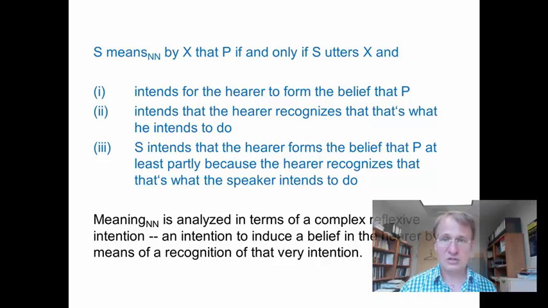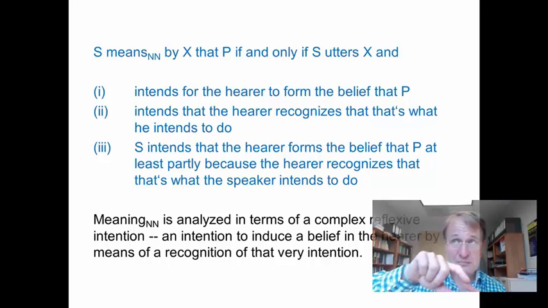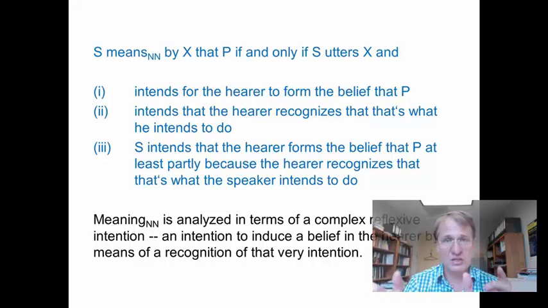So non-natural meaning is analyzed by Grice in terms of a complex reflexive intention, that is, intentions with respect to intentions. That is an intention to induce a belief in the hearer by means of a recognition of that very intention. That's what it means for an intention to be reflexive, because one intention pertains to another intention. So you have an intention about an intention. And it's these reflexive intentions that Paul Grice thinks are needed for an utterance to have non-natural meaning.